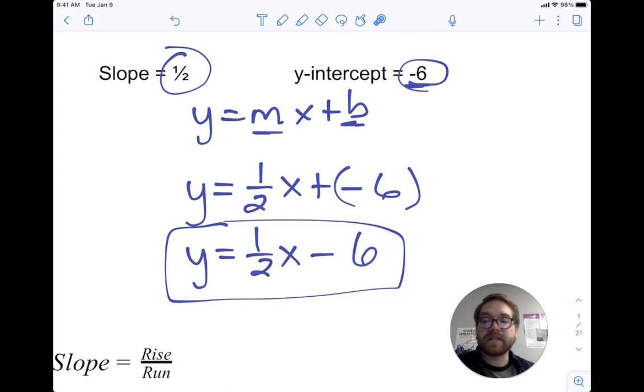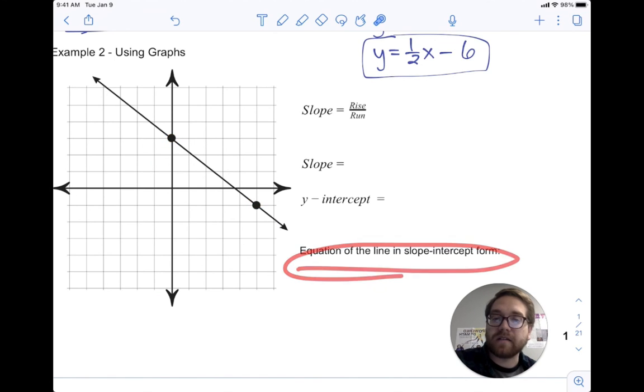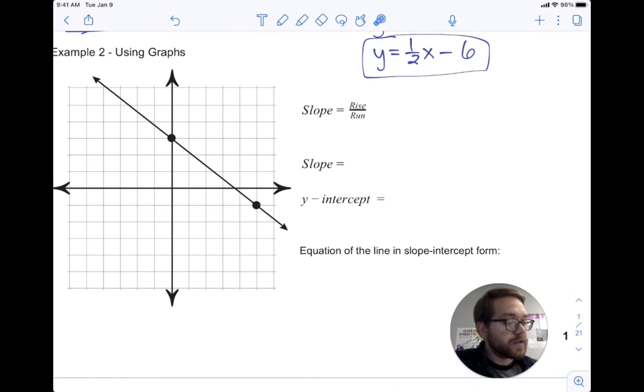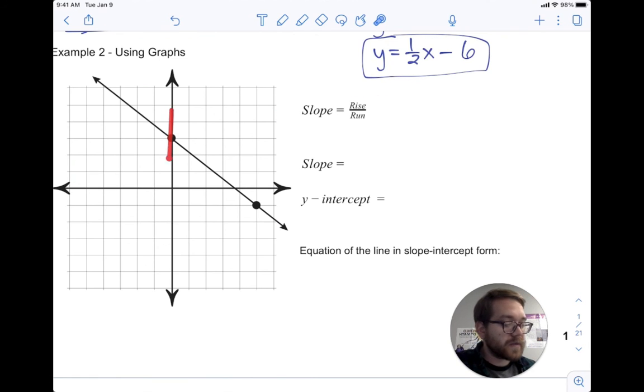Now let's look at one more example where we're using the graph to write the equation. All right, so we have this graph of a straight line right here, and we're given a couple of points, and we want to figure out the equation of that line in slope-intercept form. We're not given the slope or the y-intercept. They're not just telling us the numbers. We have to figure that out. If you remember, our slope is rise over run. So how much does it go up or down, and how much does it go left or right?